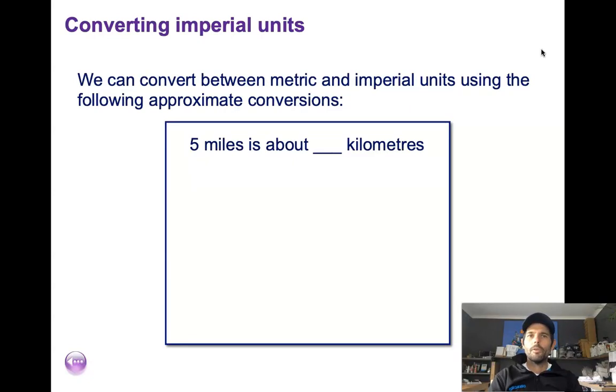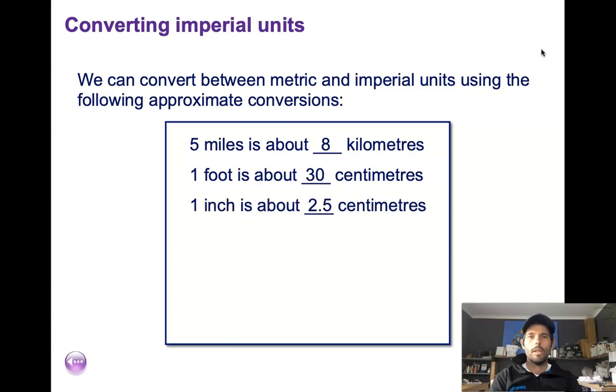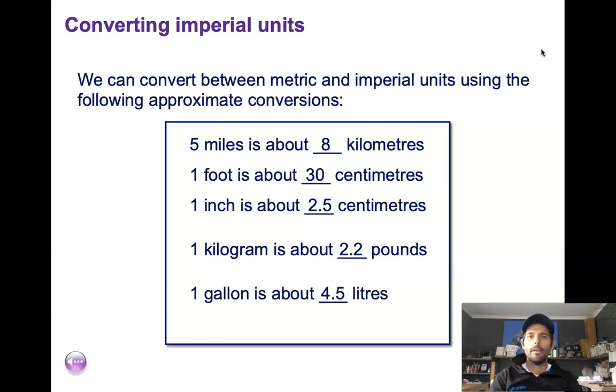Okay, so we can convert between imperial units using the following approximations. There are 1.6 kilometers in a mile. So if I have 5 miles, I need to multiply it by 1.6 to get to kilometers. 1 foot is about 30 centimeters. 1 inch, 2.5 centimeters. A kilogram, 2.2 pounds, as I mentioned earlier. A gallon, 4.5 liters.